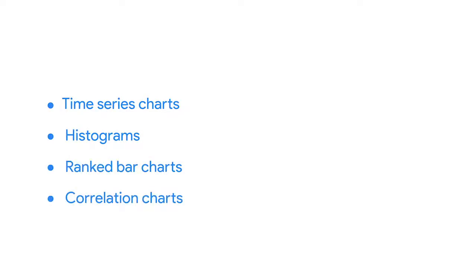We've now talked about time series charts, histograms, ranked bar charts, and correlation charts. Each of these charts can visualize a different type of analysis. Your business objective and audience will help figure out which of these common visualizations to choose, or you may want to check out some other kinds of visualizations out there. There's also a glossary of visualizations that you'll be able to reference later.